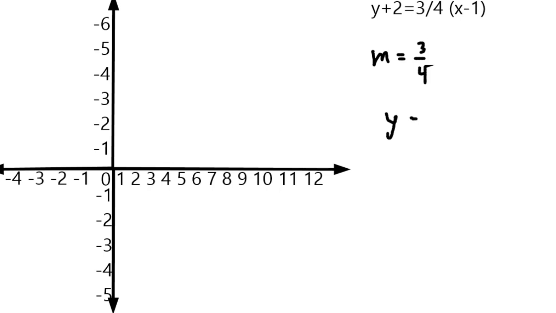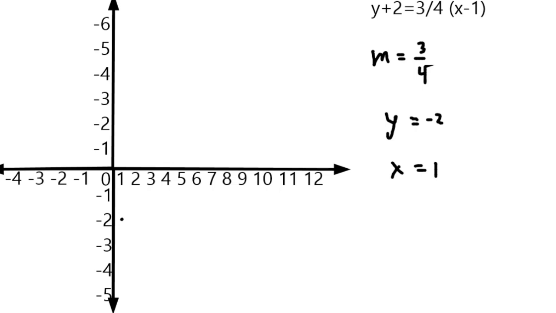Let's graph this. We have a slope of 3/4, and we have the y value of -2 when x has a value of 1. Okay, so how do we graph this? First, let's plot the point 1 and -2. And then what we have here is a slope, so that's going to be rise over run. We're going to move in the y direction 3.